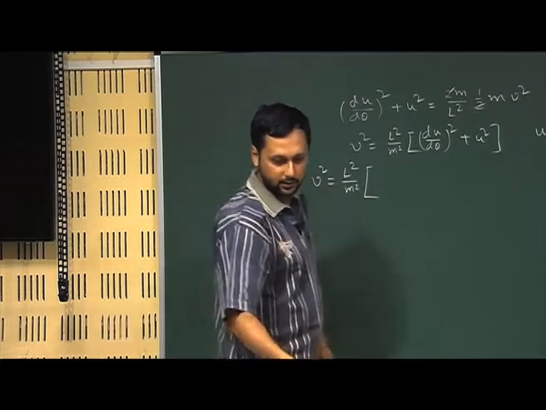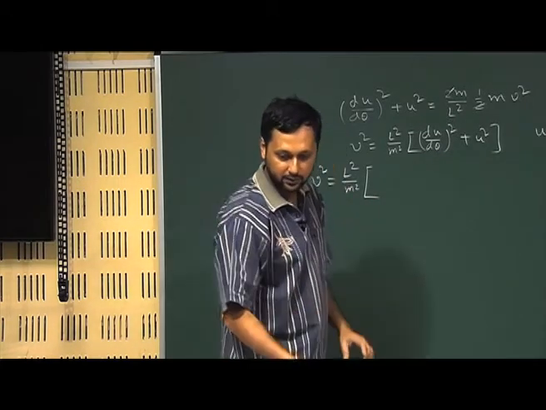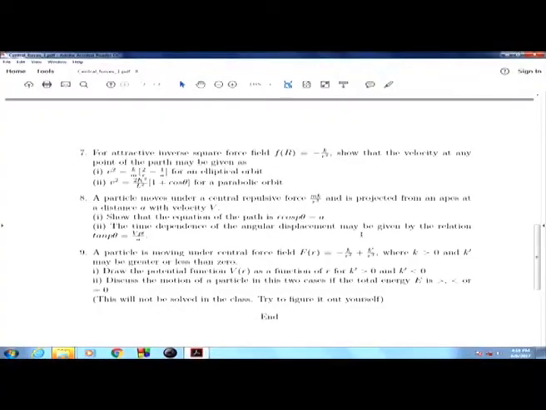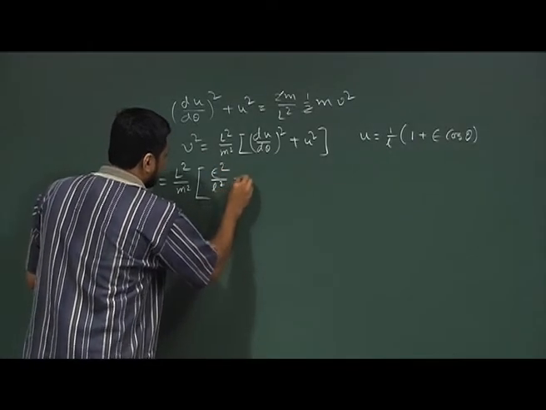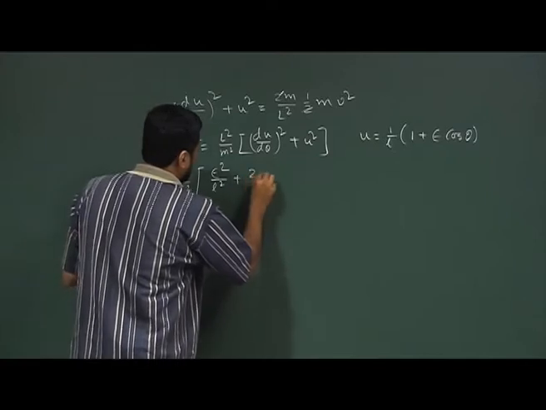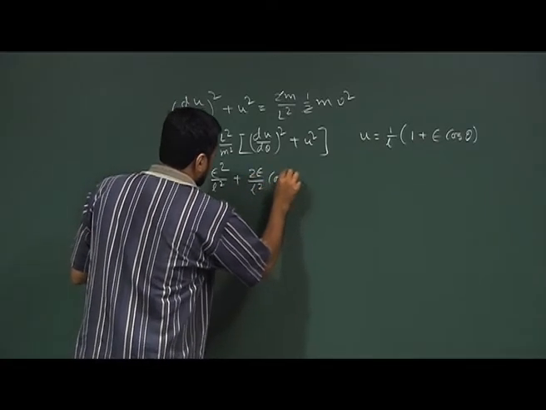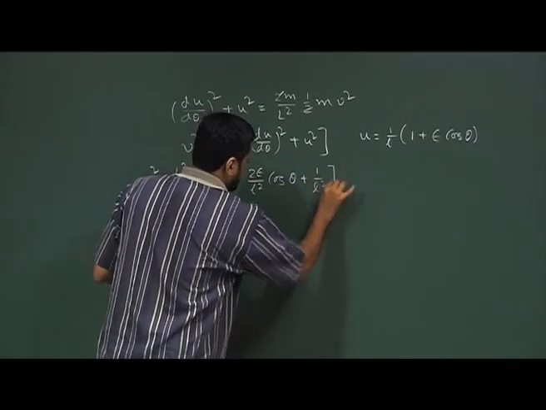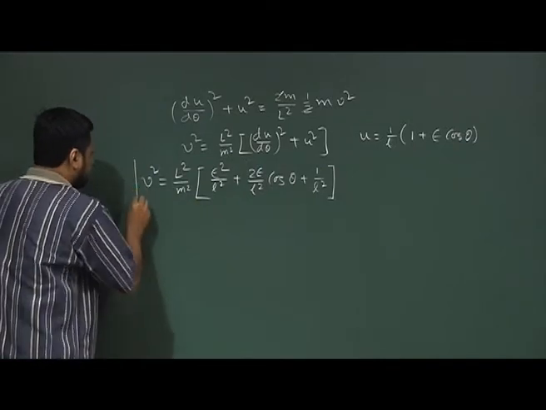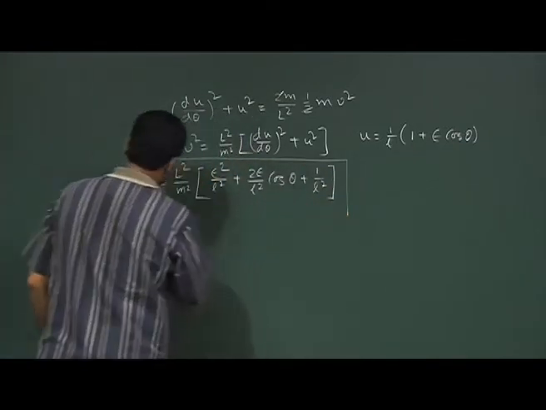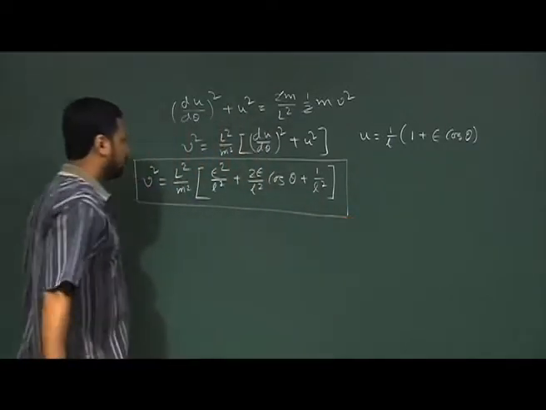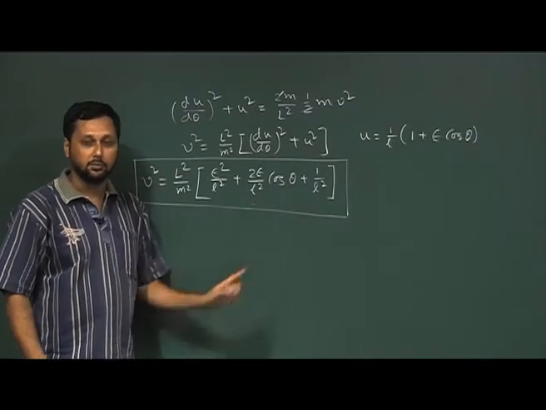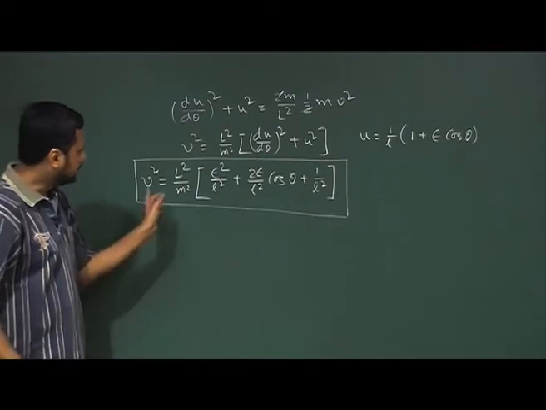reduce to, I will just give you the final form, because a similar calculation we just very recently did. It will be ε²/l² + 2ε/l² cos θ + 1/l². So, this is the general expression for velocity in an inverse square force field. That means, when the path of the particle is a conic section, could be a circle, a parabola, a hyperbola, or an ellipse, this is the general expression.